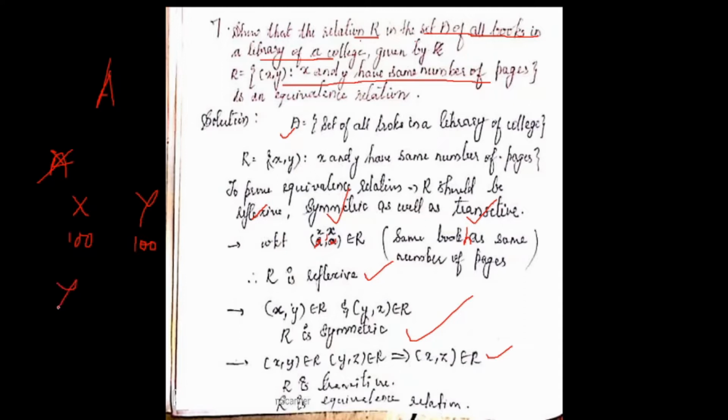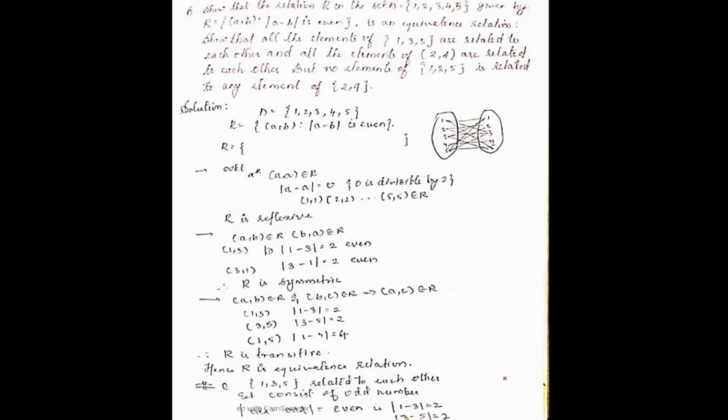So Y consists of 100 pages. This is my second book, and obviously its pair should consist of 100 pages. So can we say X and Z are related? Yes. So here R is transitive, hence R is an equivalence relation. So here we complete our 7th question. Go for the 8th one.